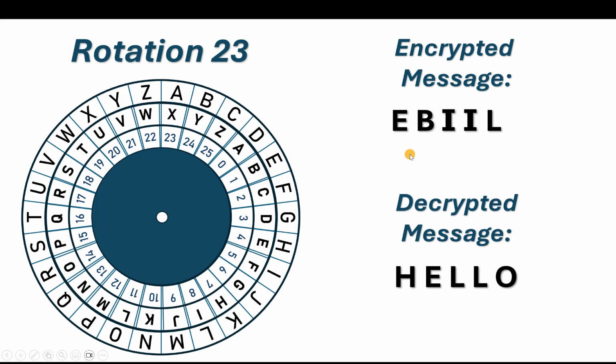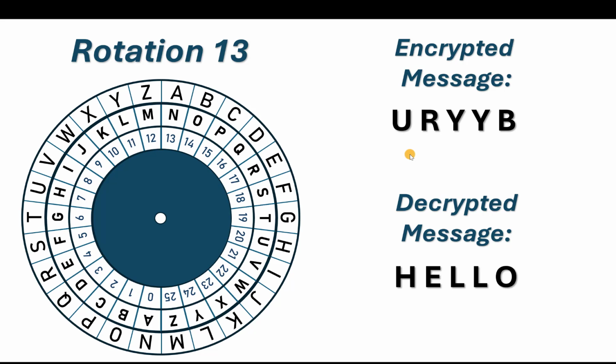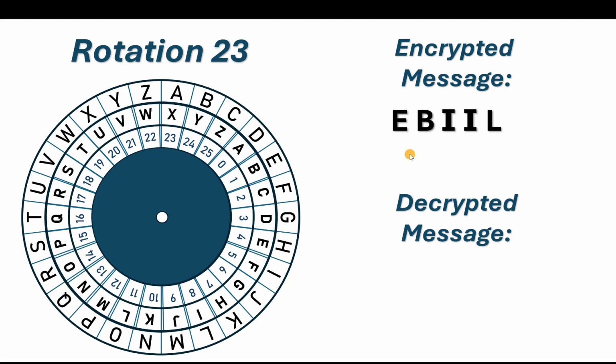Now, if I go back a couple slides, before it was URYYB, but that was on rotation 13. This time on rotation 23 is EBIIL. So you notice it's different if I change the rotation, right? So same plain text message, but different encrypted message. So you can kind of keep the hackers on their toes a little bit.